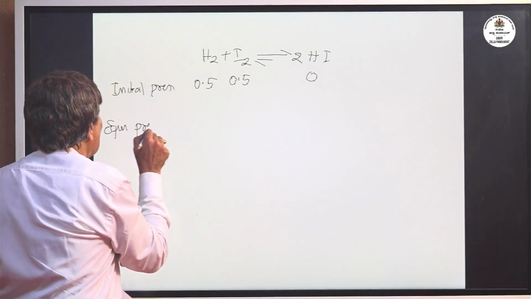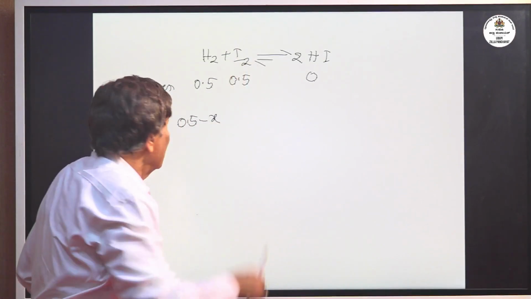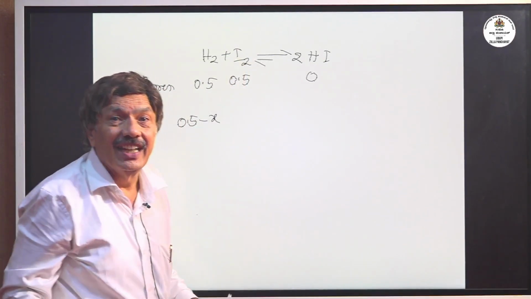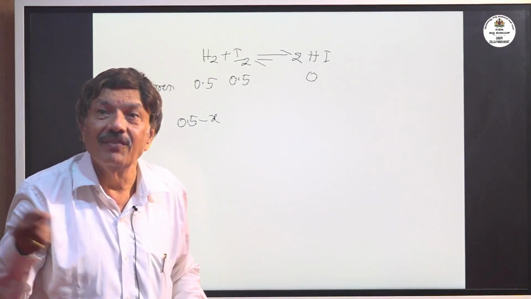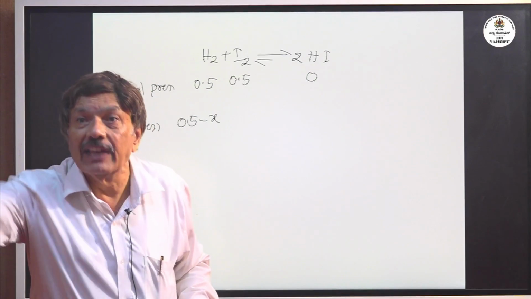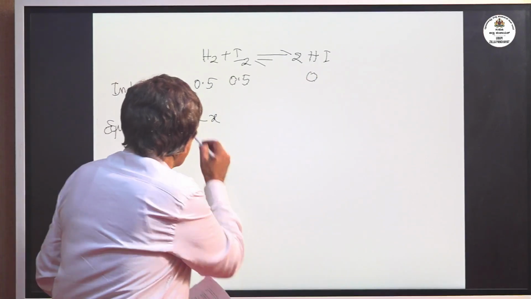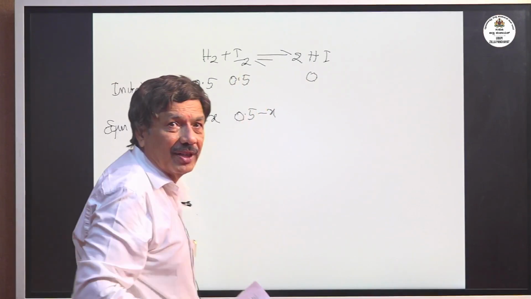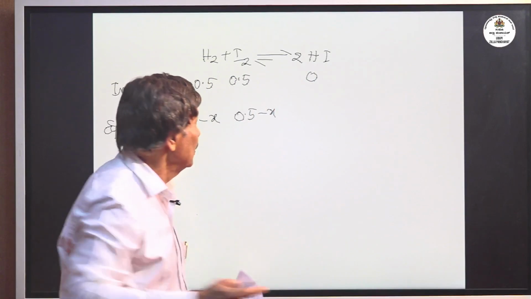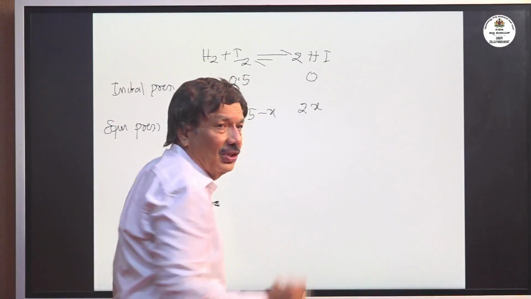Equilibrium pressure. Okay. 0.5 we took. Out of that, let X go. Reaction stoichiometry says that moles of H2 combined with equal moles of I2 giving double of that of HI. So this also should be 0.5 minus X. Same quantity. So if X of this goes, double of that will be formed, 2X will be formed.